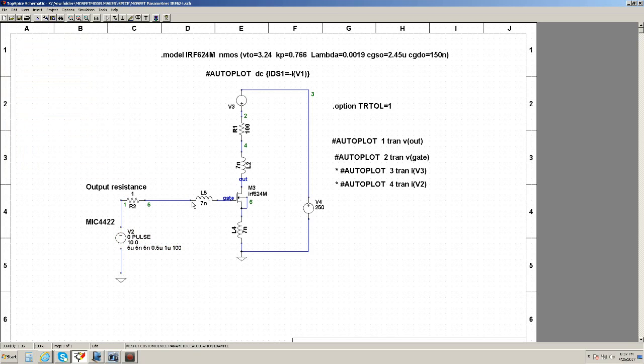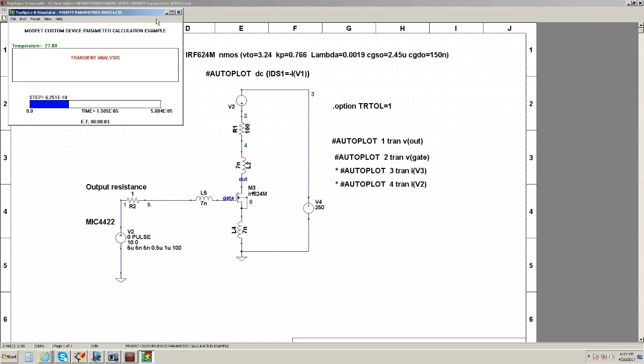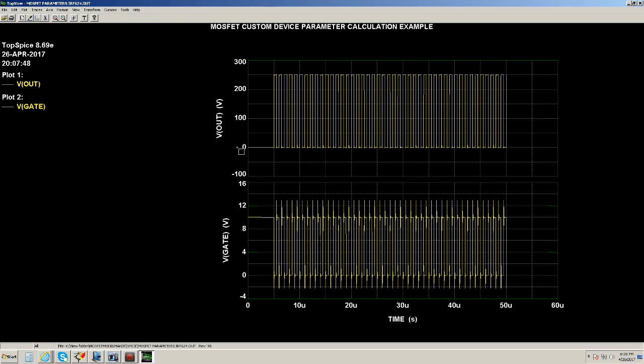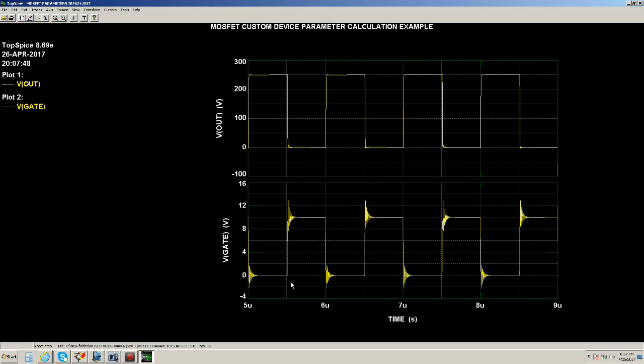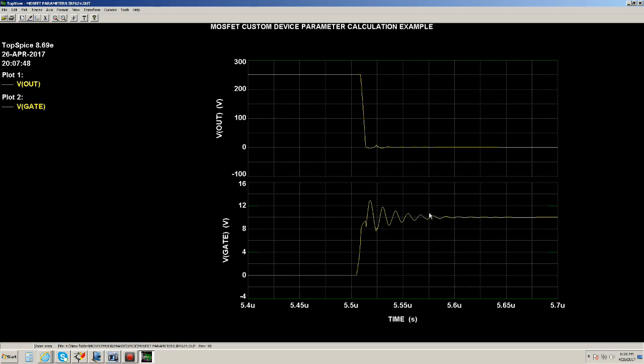Okay, so let's pretend that the only resistance in series is the output resistance. And remember, this resistance is part of the chip, inside the driver. So let's pretend that there are no resistors other than the output impedance. If we run it, let's take a look at the gate. Now if we look at the gate, we can see that the leading edge has ringing associated with it.